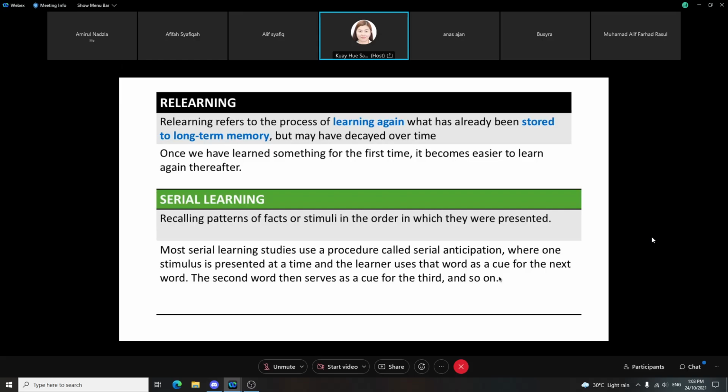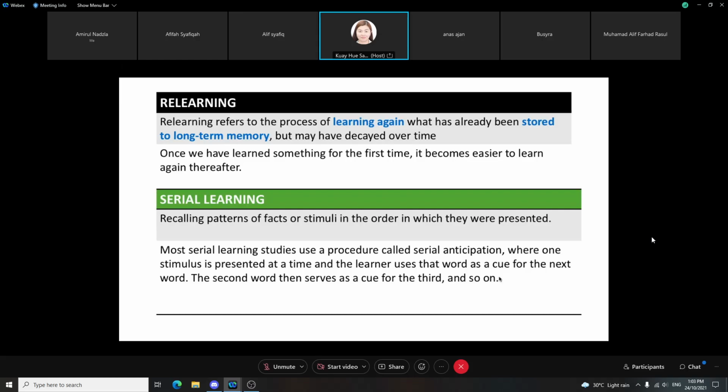So that's why once we have learned something for the first time, it becomes easier to learn again thereafter, for instance. Okay, but this applies mostly to your exam. Like you have learned in lecture before, a lecturer or teacher has explained to you, and after that, before the exam, you just flip through the notes or some books that you find more interesting, and after that, you're able to remember them.